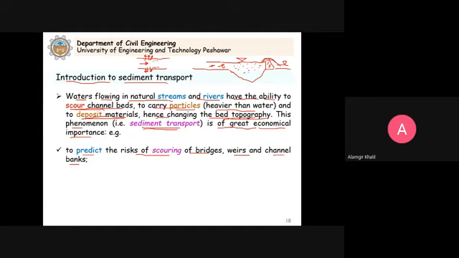As a result, in the reservoir, these sediments will settle at the bottom. And when these settle down, let's say they settle up to here, they will reduce the storage capacity of the reservoir.